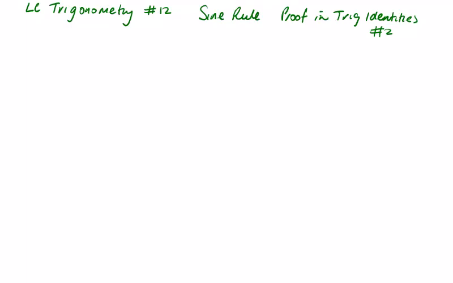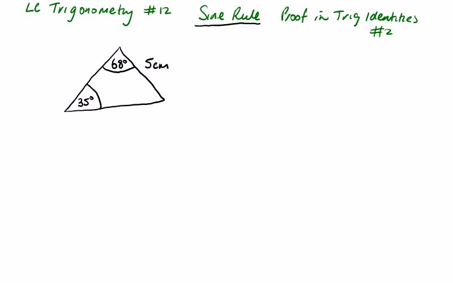In this video, we'll look at the use of the sine rule. If you create any triangle, you can create these yourselves. Let's say this is 35 degrees and this is 68 degrees. Now these triangles are not drawn to scale, obviously. If we have the side opposite one of these, let's say this is 5 centimeters, we can now find all the information in the triangle.